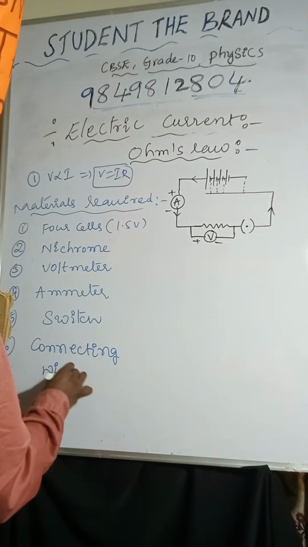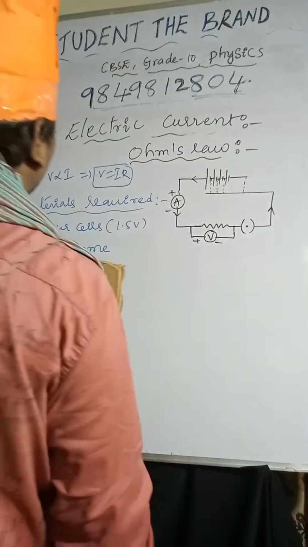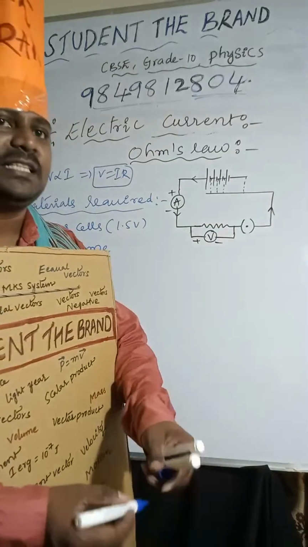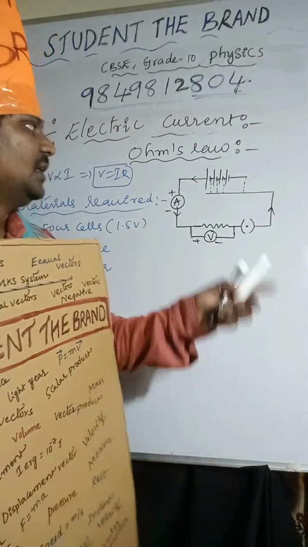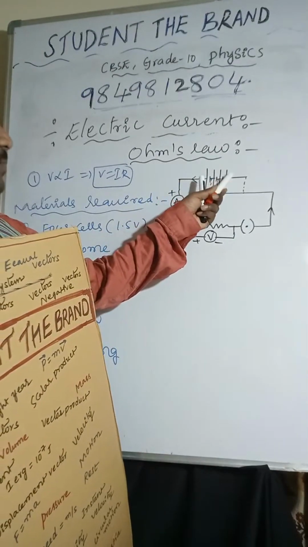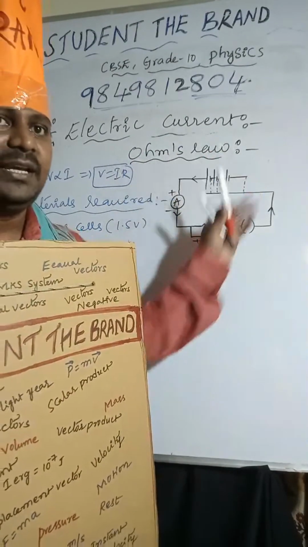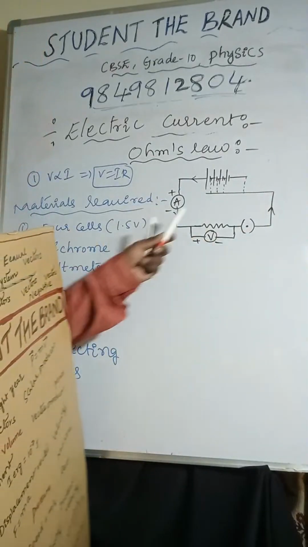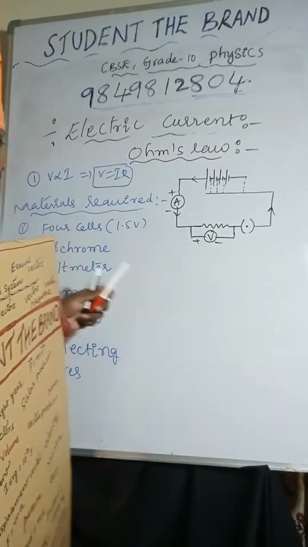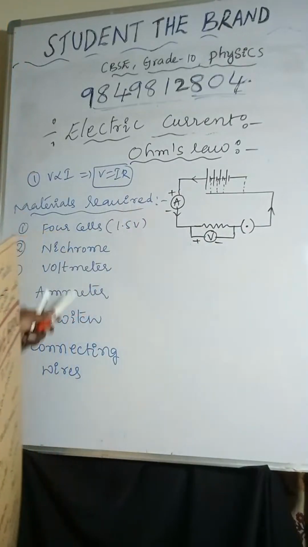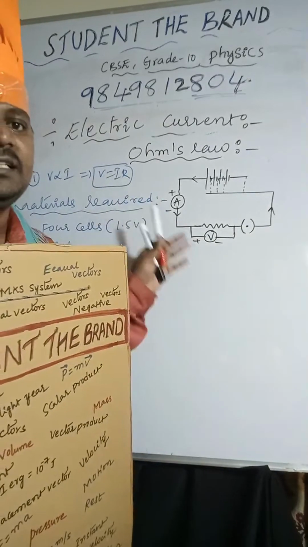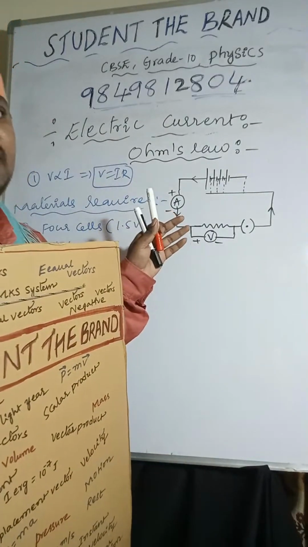Once again, you can observe what materials are required. 4 cells of 1.5 volts each, so 1.5, 1.5, 1.5, 1.5. So 4 cells we need. Next, nichrome wire, an alloy of nickel, chromium, manganese and iron metal. And voltmeter, ammeter, switch and connecting wires. So these are the materials required.